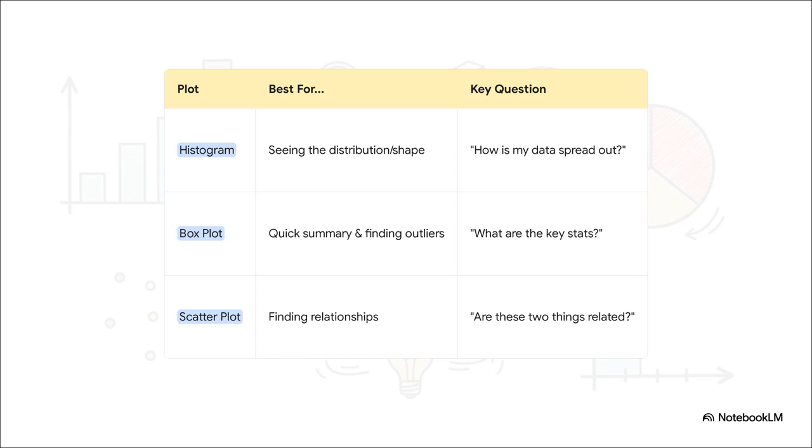If you need a fast statistical summary and you want to spot outliers, you ask, what are the key stats and are there any odd ones out? And you grab a box plot. And if you want to see if two variables are connected, you ask, are these two things related? And the scatter plot is what you need.